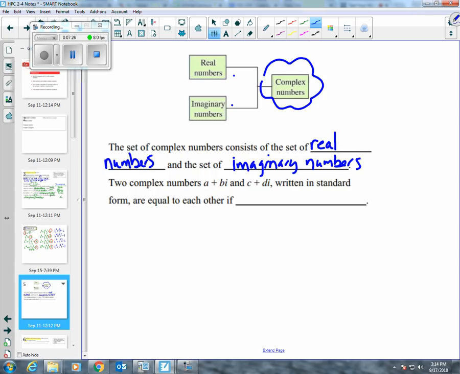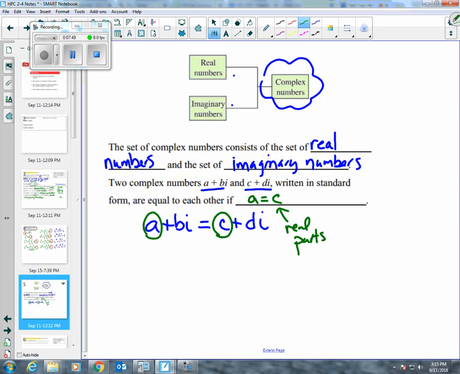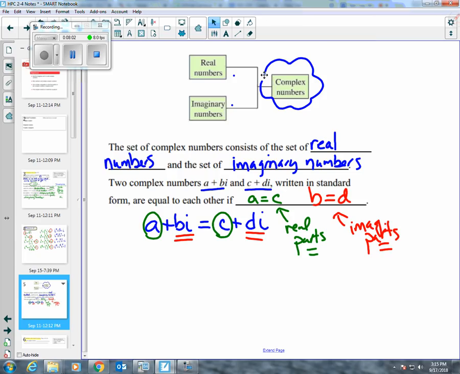So two complex numbers, if we're going to try to do some operations here, written in standard form, are equal to each other if and only if this happens. Well, think about it. If you have one number that's supposed to be equal to the other number, what would have to be equal? Well, the real parts better be equal to each other. So the real parts, the a and the c, would have to be equal. And then what else would have to be true? Well, of course, the imaginary parts have to be equal. So the b would have to be equal to the d. So the imaginary parts of those numbers would have to be equal as well. We're going to be using that too when we're solving and doing other operations with this.